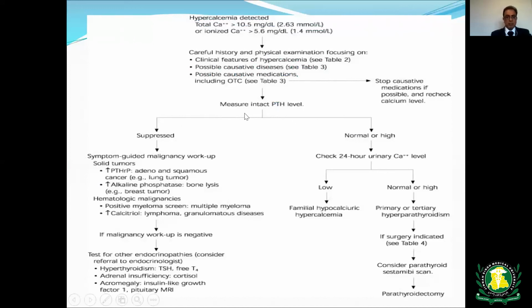When the PTH is not suppressed, others could be different reasons like any malignancy, multiple myeloma. And if it is high, then either primary or tertiary hyperparathyroidism. There are others which I'm not going to detail, which you can read from this slide. The commonest are either primary or tertiary hyperparathyroidism or cancer. So PTH will decide. If the PTH is very high, despite hypercalcemia, ideally it should be suppressed, it is called primary hyperparathyroidism. If it is suppressed, then you're looking for any malignancy or myeloma.